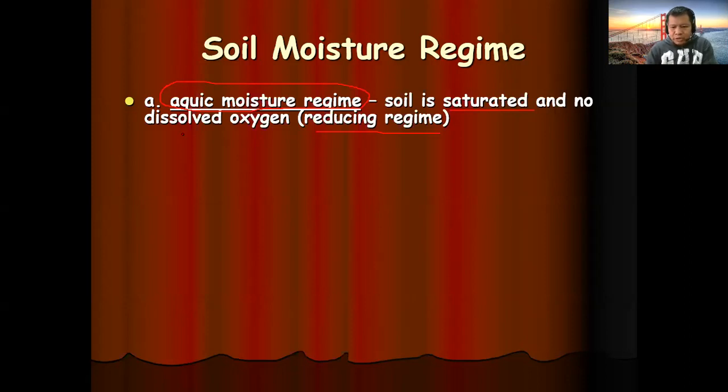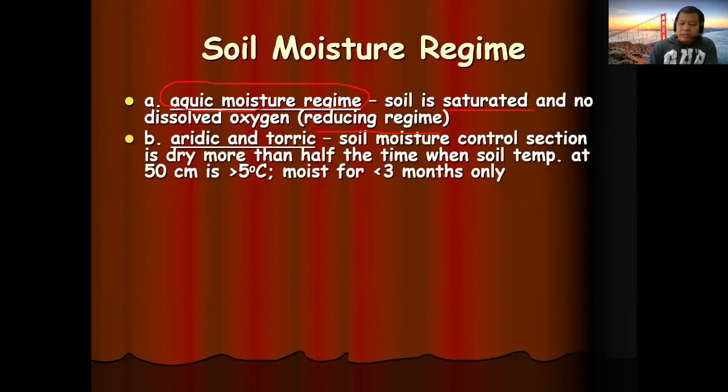So aquic moisture regime, saturated, meaning to say puno, puno sa tubig ang atong yuta diha, no? Usually these waters are of submerged soils, kana sa mga palayan natin sa paddy area sa basakan, no? Ganun. So another moisture regime, we have aridic and torric. So aridic and torric. So what is this?